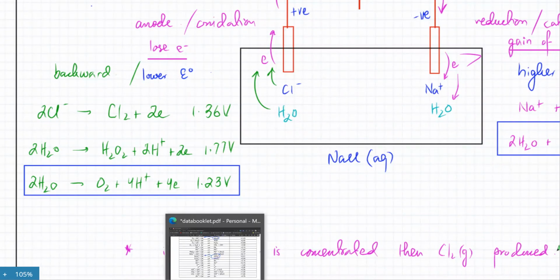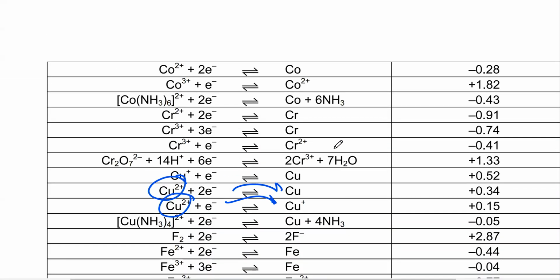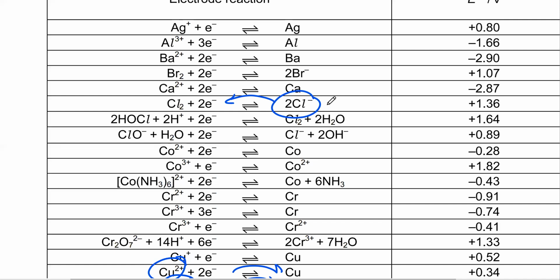Now the thing is, if Cl minus 1 is concentrated, what would happen to the equilibrium for Cl minus 1? Over here, if Cl minus 1 is concentrated, the equilibrium is going to shift in the backward direction. With a higher concentration of Cl ions, the equilibrium shifts backward, it produces a lot of electrons and the potential would decrease. Let's say instead of 1.36 volts, it decreases to 1.15 volts.